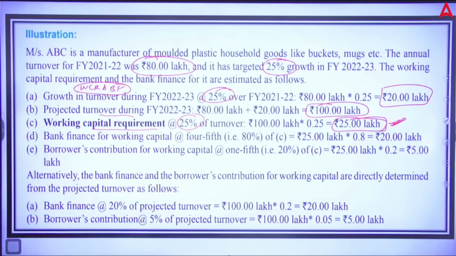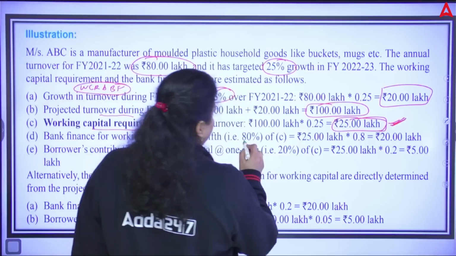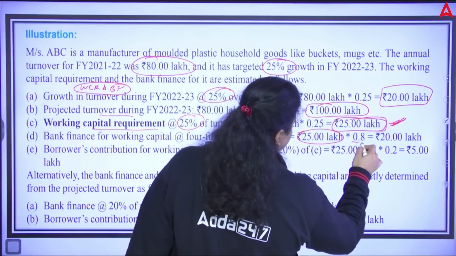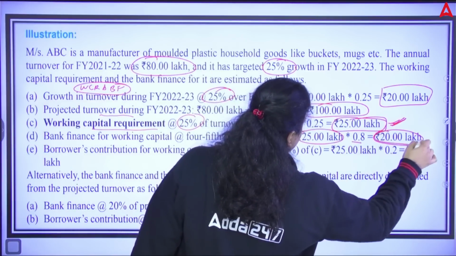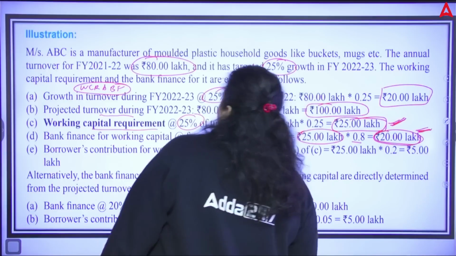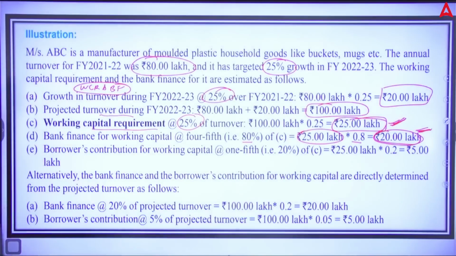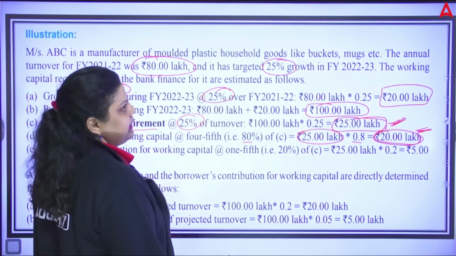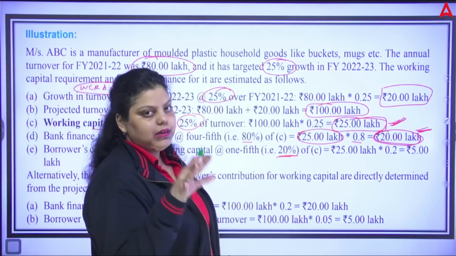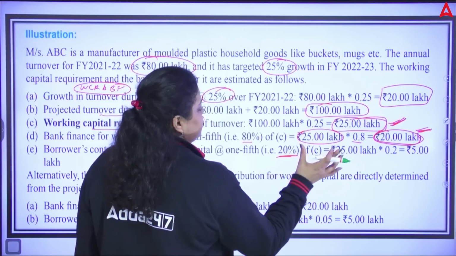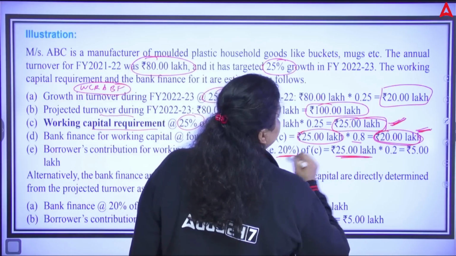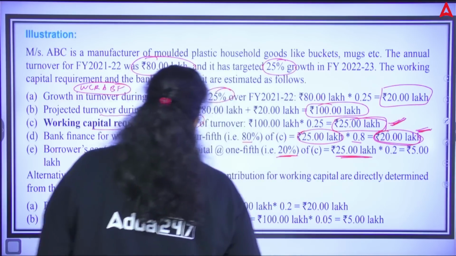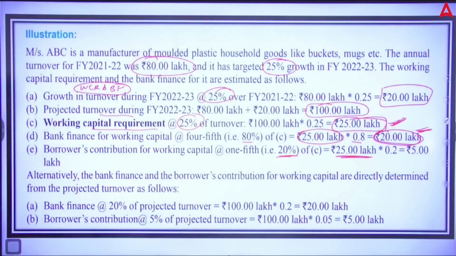So we are calculating it here as an 80% value. So 80% of 25 lakhs is 20 lakh. That's the fund that the bank will provide to the company for the working capital. That's the bank finance. And the borrower's contribution to working capital is 20%. It has not been asked, but it is given as an explanation. So 20% of 25 lakhs will be the borrower's fund, that is 5 lakh of borrower's contribution.